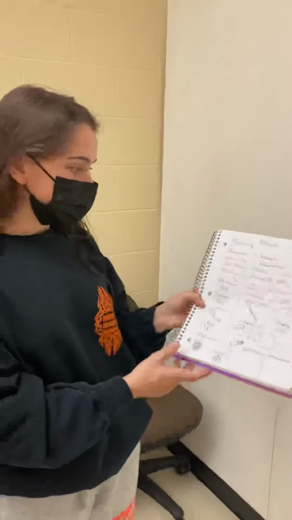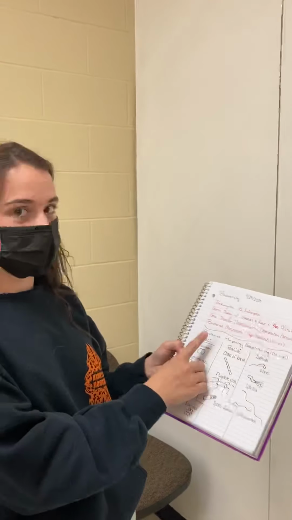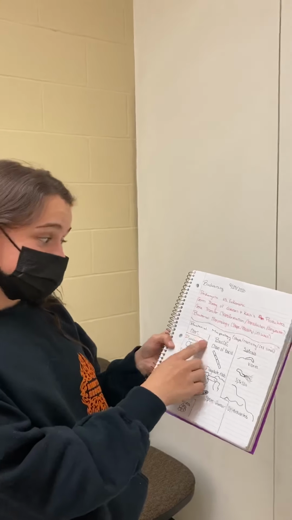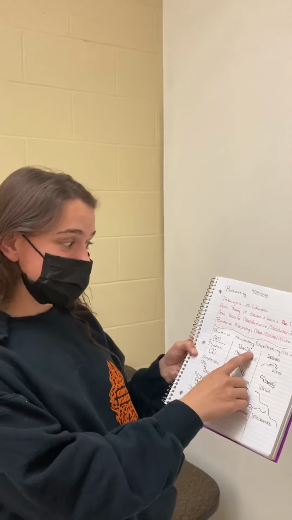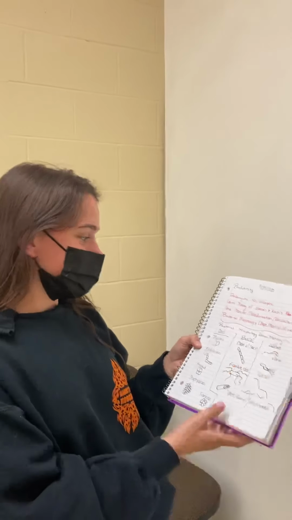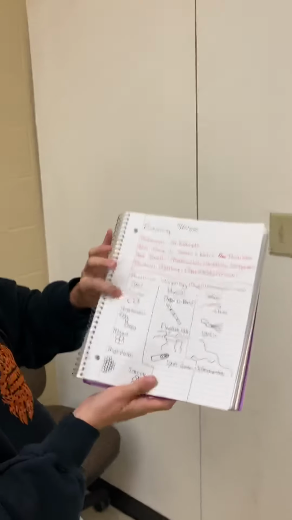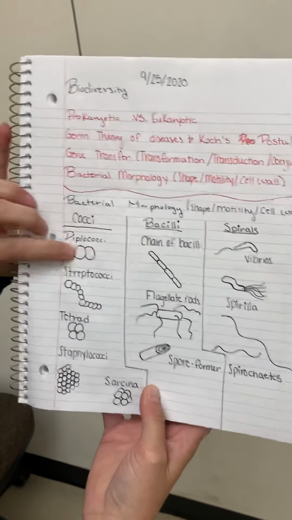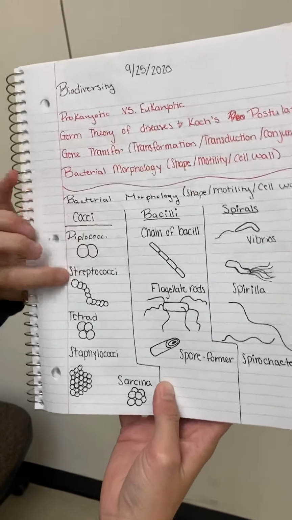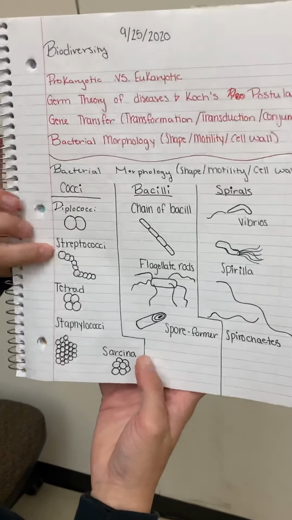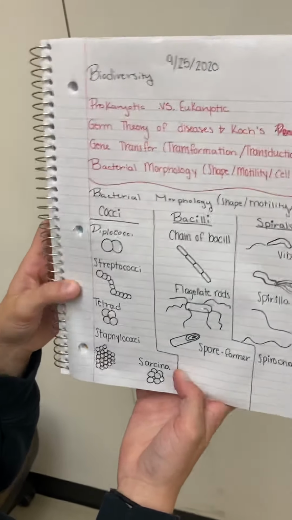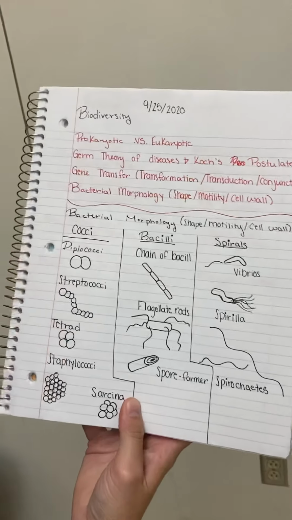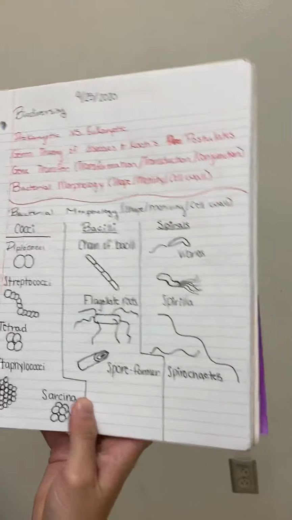So for the shapes, you have three different basic shapes, and I'm probably not going to pronounce these right, but the cocci, the bacilli, and the spirals. So you have several different types of the cocci, and there's the diplococci, and that's just like two cells. And then the streptococci, which is multiple in a string-like formation. The tetrad, which is four of them in a square formation.